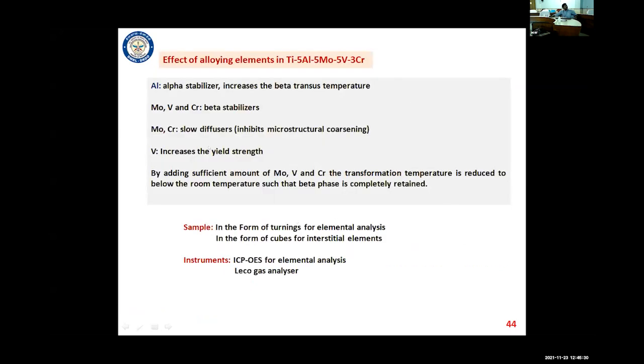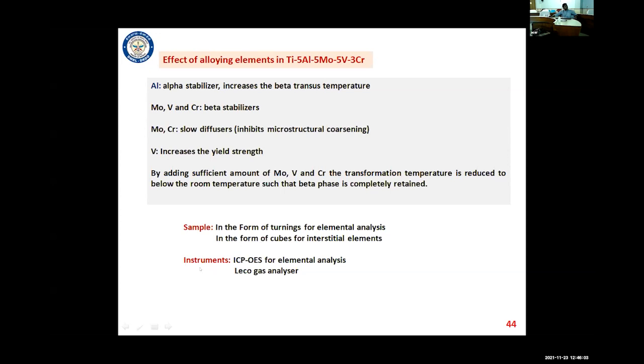Regarding the alloying elements, aluminum, moly, vanadium, and chromium, what is the role of these elements? Aluminum is the alpha stabilizer, which increases the beta transus temperature, and moly, vanadium, and chromium are beta stabilizers. Moly and chromium are slow diffusers, which inhibit microscopic quartering, thereby giving the highest strength values, and vanadium increases the yield strength. By adding sufficient amounts of moly, vanadium, and chromium, the transus temperature is reduced below room temperature, such that the beta is completely retained at room temperature.